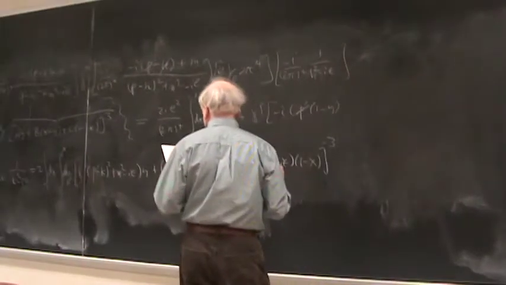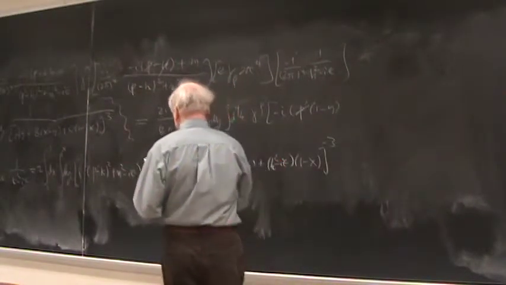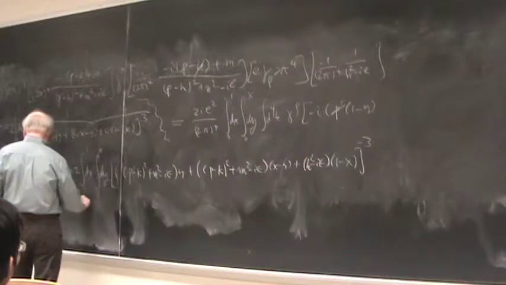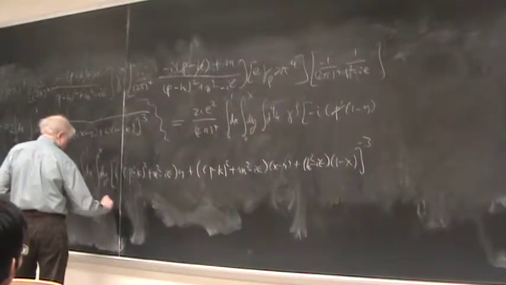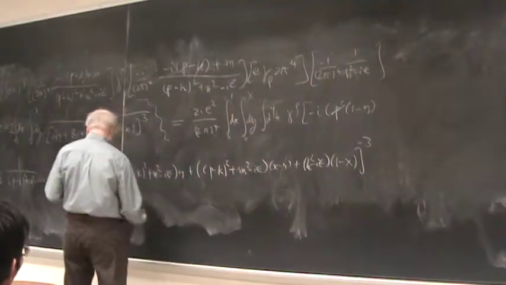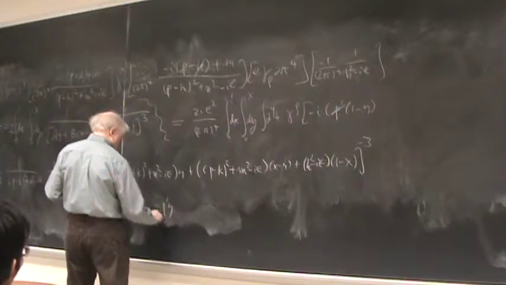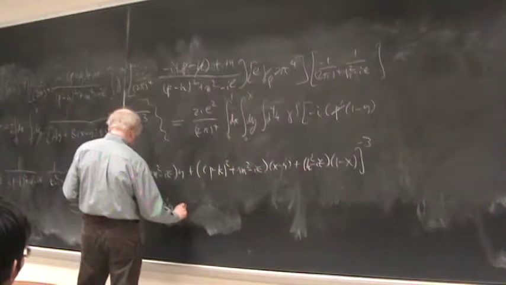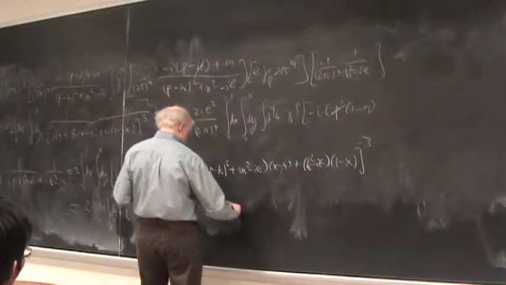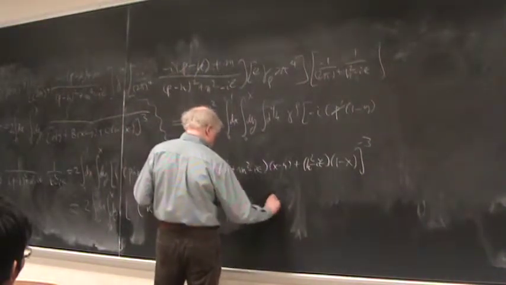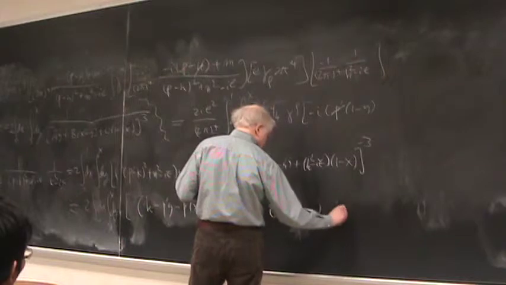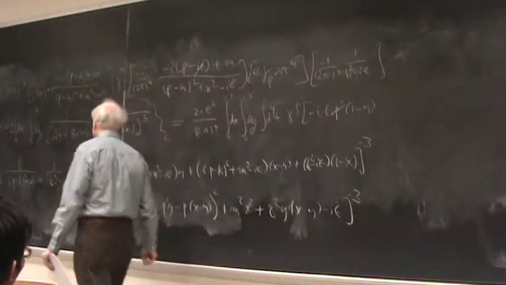Let's see, did I skip something here? Yeah, I skipped something. Let me just say that you can combine all these things. Obviously, you don't leave it like that. This is 2 integral 0 to 1 dx, integral 0 to x dy, and this then is a little bit simpler. It's k minus p prime y. Remember, these are four vectors. Minus p (x minus y), squared, plus m squared x squared plus q squared y (x minus y) minus i epsilon, minus 3. So that's what that thing is.